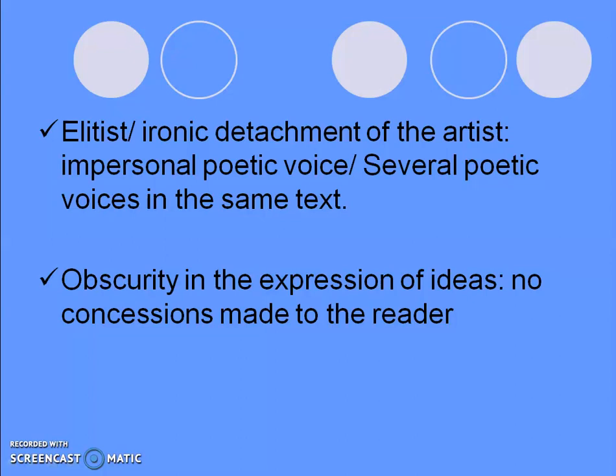We will see in many of the texts that very often the same story was told from different perspectives. So we had several poetic voices in the same text or several narrators. The use of an impersonal poetic voice also conveyed this detachment of the artist. It was not a sort of autobiographical writing, but the artist, and we will see when we study T.S. Eliot, was supposed to fly away from personality. He did not have a personality to express, but a personality to escape from.